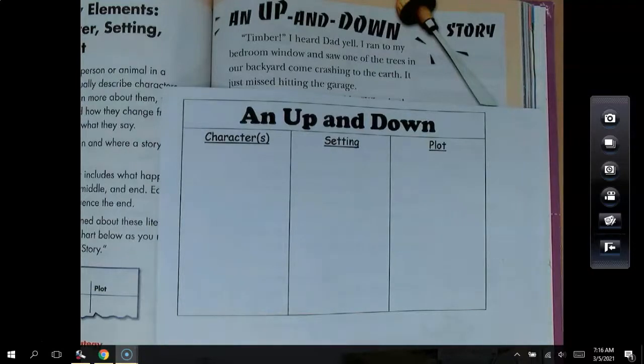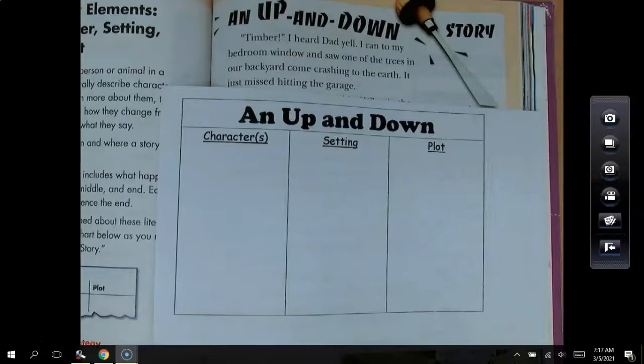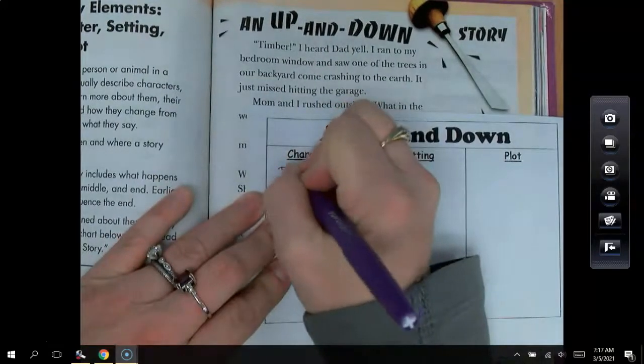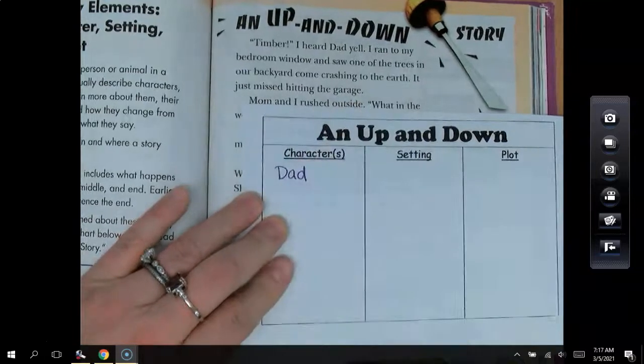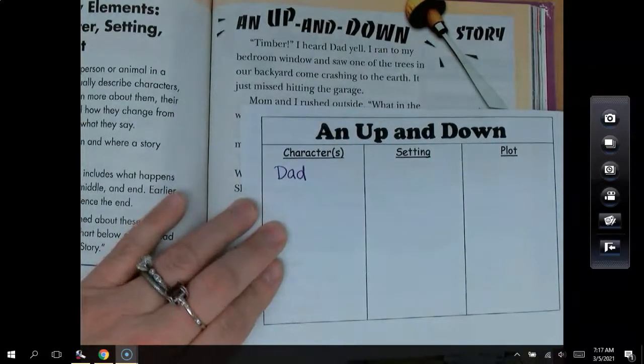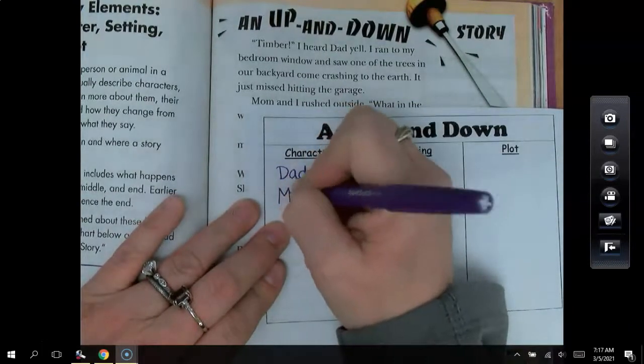Okay, so who were the character or characters within the story? Who were they? Well, who cut down the story pole? Dad. So Dad cut down the tree to make the story pole. So we do have Dad. Who else do we have? Mom. We do have Mom.